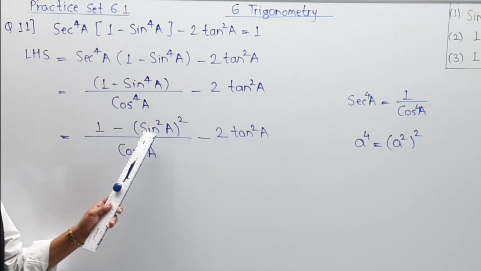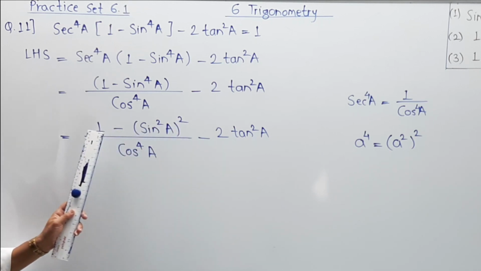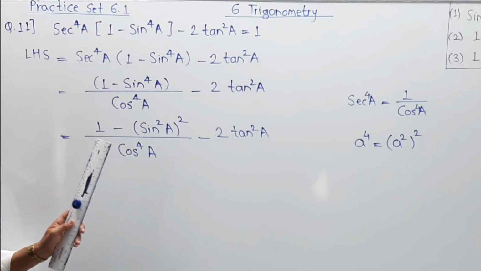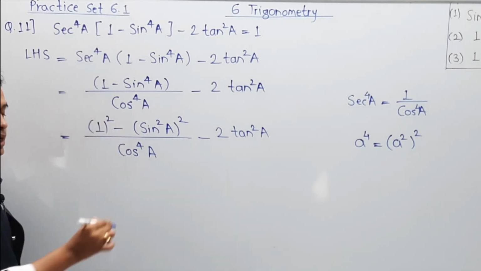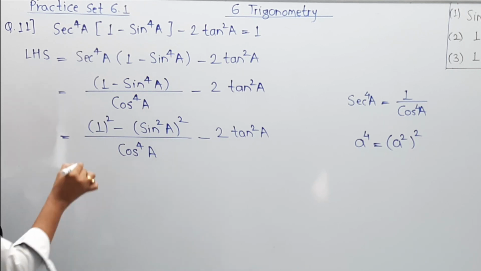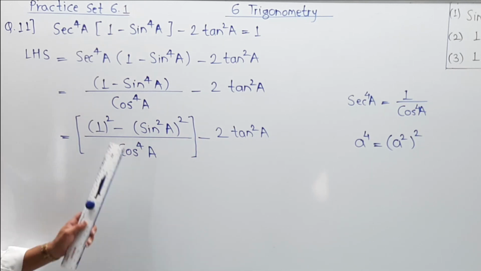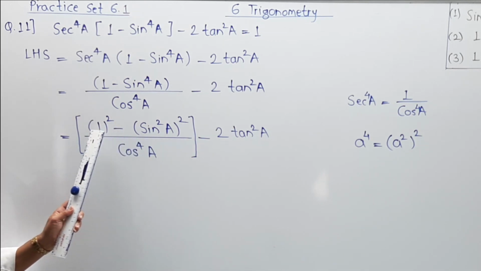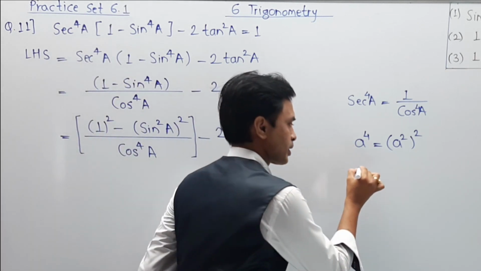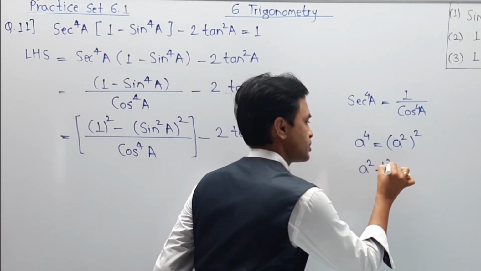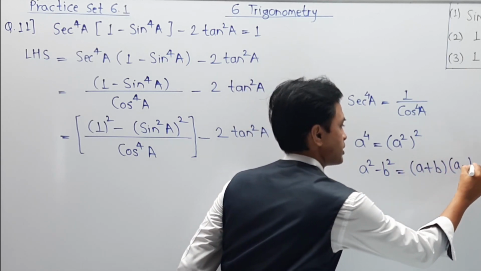Now if I have written something bracket square, I can also write 1 as 1 square, because 1 square is 1 itself. So I am writing this unit also as 1 square. Now why? Because in this case, at least in the numerator, I am getting one concept that is called a square minus b square. You know very well, a square minus b square has the factors a plus b into a minus b.